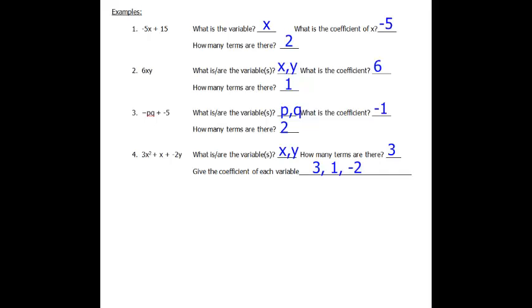The first one should have been relatively straightforward. In the second example, my variable is not xy. My variables are x and y, and the coefficient of that term is 6. There's only one term. Again, 3, that coefficient's -1, and there are 2 terms. In 4, again, I have 3 variables. Those cannot be combined, and we'll discuss that in a few days. But I have a coefficient of my x squared term, which is 3, a coefficient of my x term, which is 1, and a coefficient of my y term, which is -2.